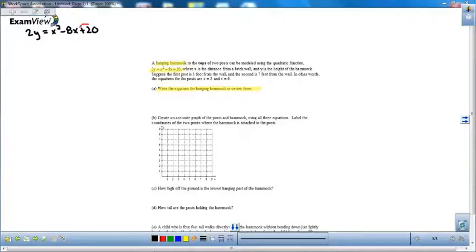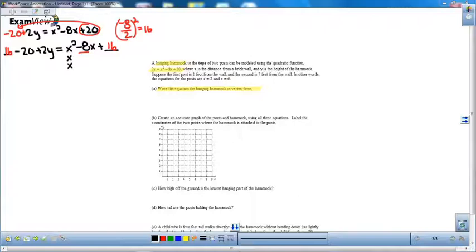So first thing I'm going to do is I'm going to subtract 20 from both sides. And I'm going to add my blanks on both sides because I'm going to complete the square to write this in vertex form. So I'm going to get the middle term, divided by 2 and square. So that's going to be 16. So I'm going to add that to both sides.